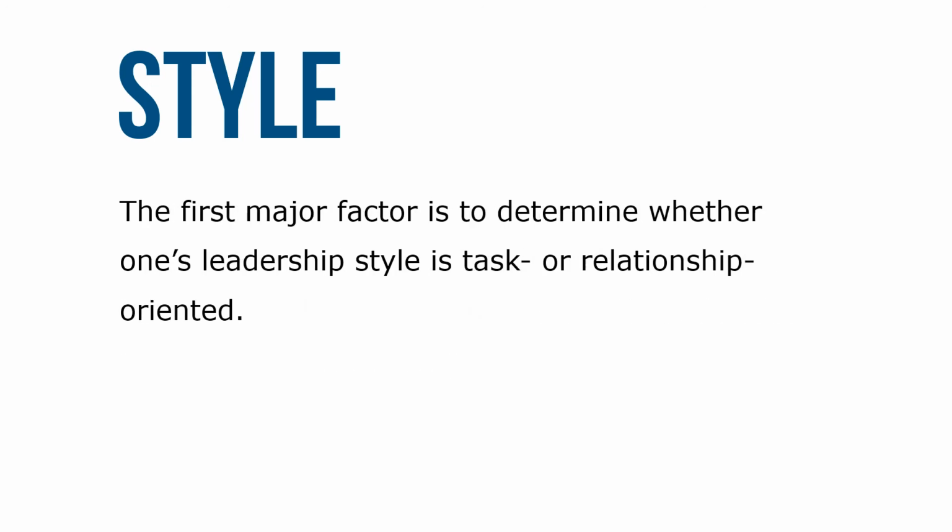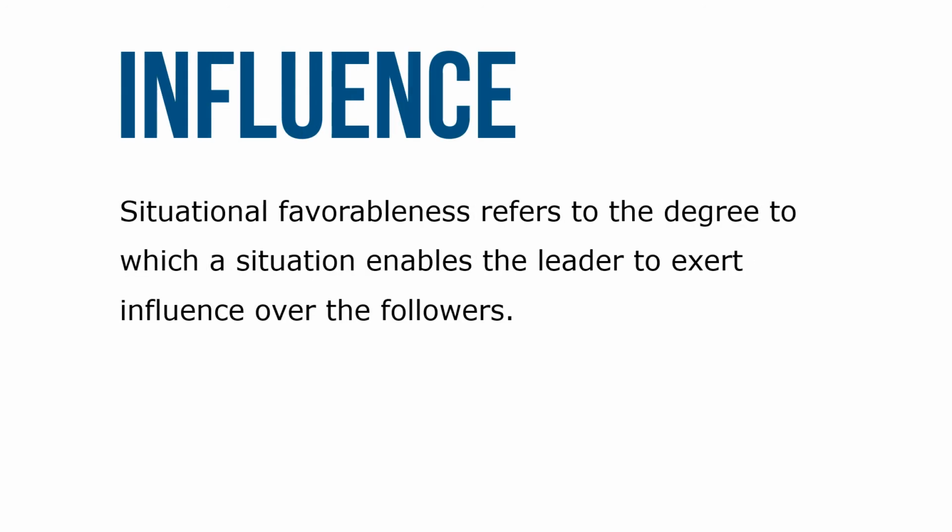The first major factor is to determine whether one's leadership style is task or relationship oriented. To do so, the leader fills out the least preferred coworker (LPC) scales. This is followed by determining the favorableness of the leader's situation. Situational favorableness refers to the degree to which the situation enables the leader to exert influence over followers. The more favorable the situation, the more power the leader has.